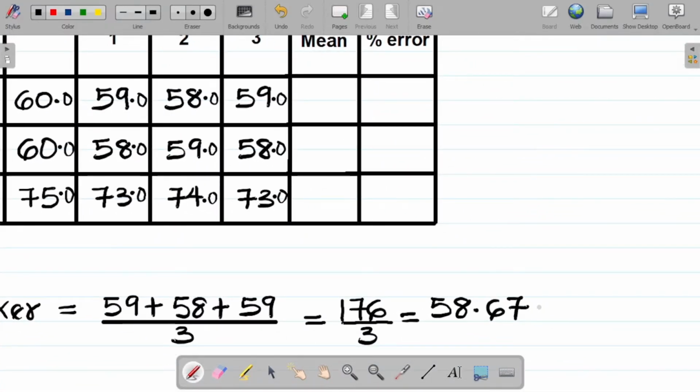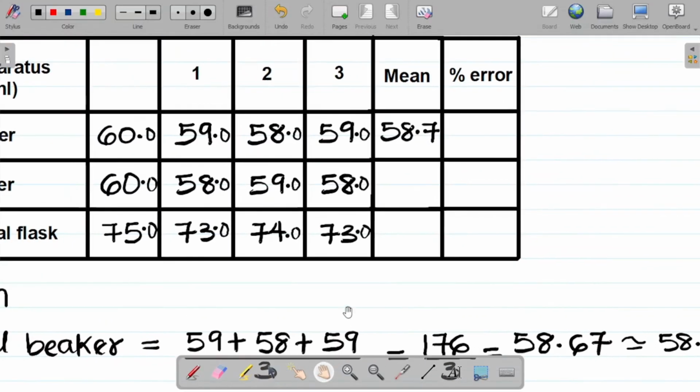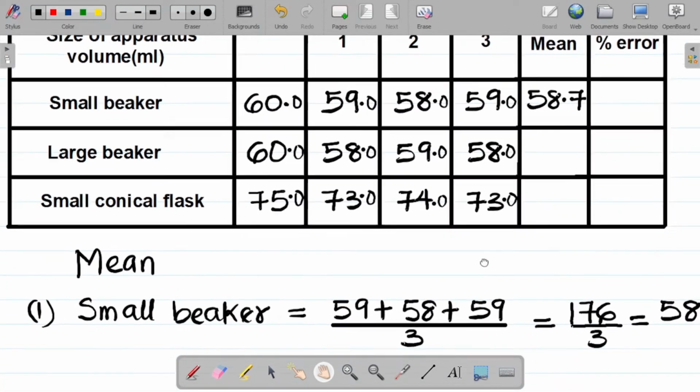In one decimal place, this is approximately 58.7. So that's my value. That means the mean for the small beaker becomes 58.7. All right, so I've gotten the first one there. Let me now get it for the large beaker.